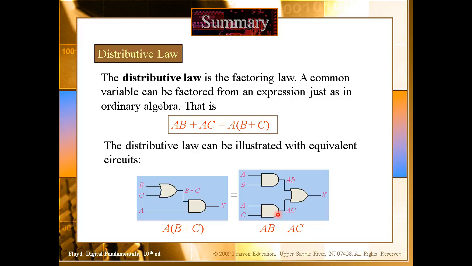If you want, you can try it with every single combination of A, B, and C. There are 8 combinations for A, B, and C, right? 2 to the 3, 8 combinations. For every combination, whatever the x you will get at the left side, you'll get the same x at the right side for every combination. That actually means that both of the circuits look different, but they will give you the same output. That means they're actually the same equivalent circuit.